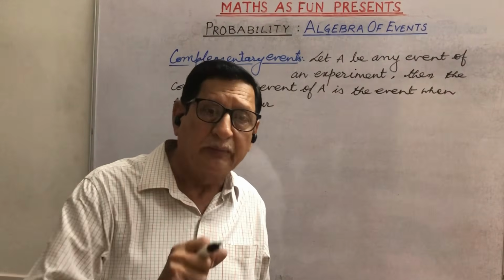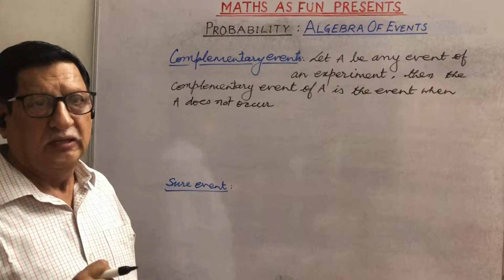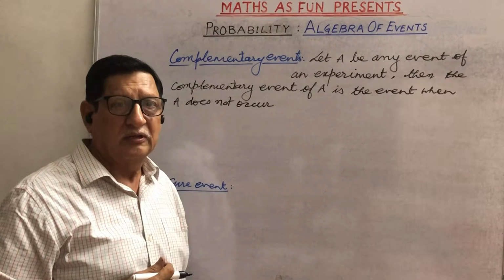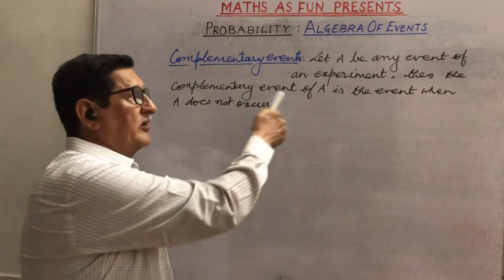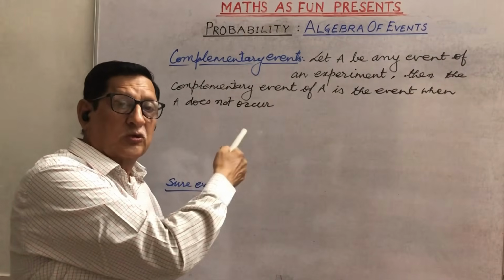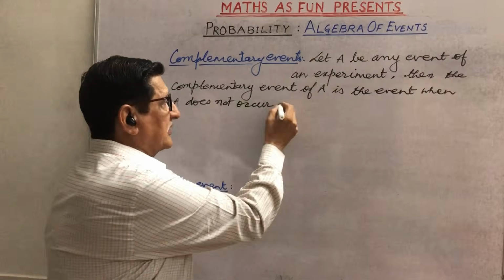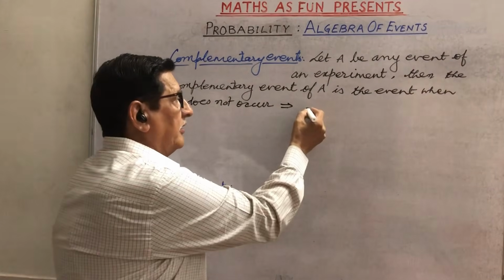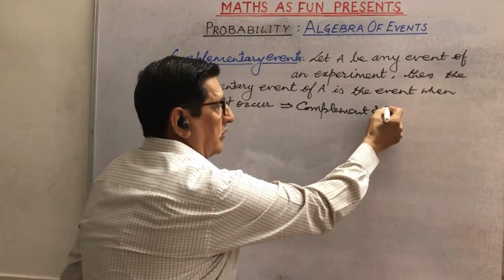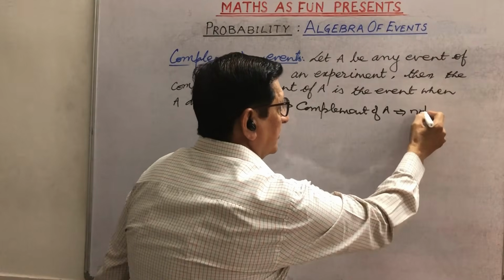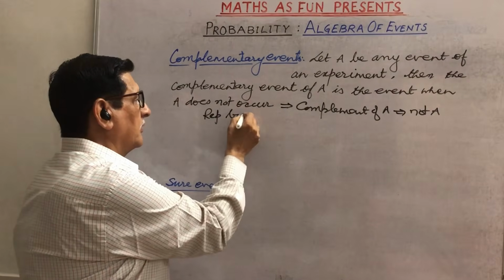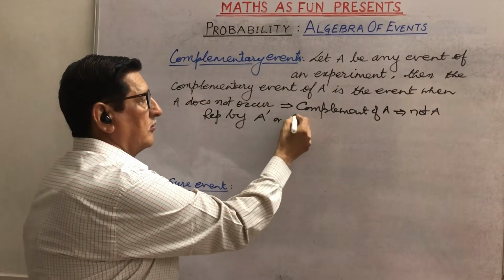Now what are complementary events? See, if we have any event A of an experiment, then its complementary event is the event when A does not occur. It means we can say that the complement of A is also not A. It is represented by A dash or A bar.